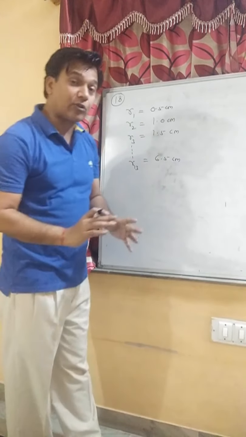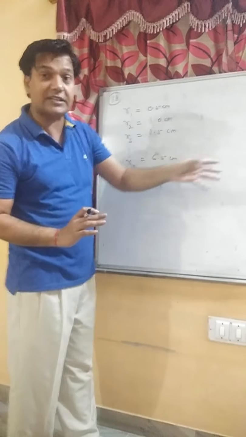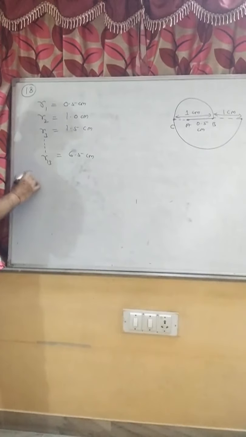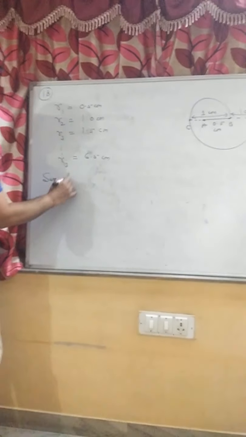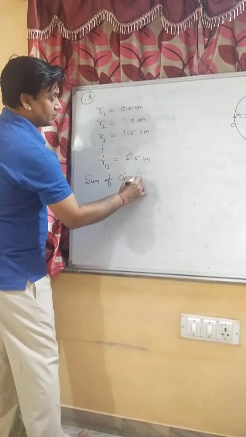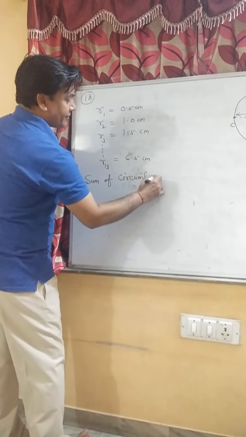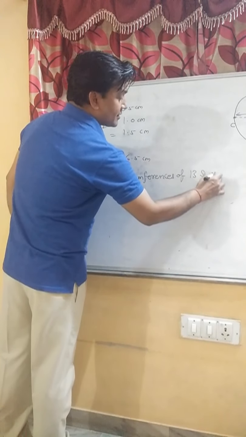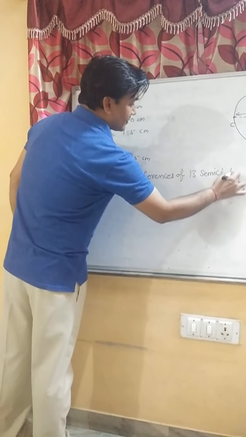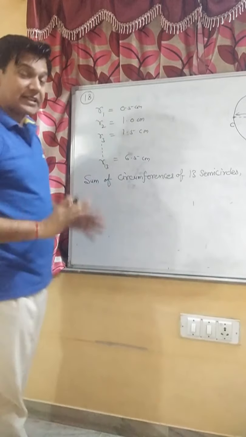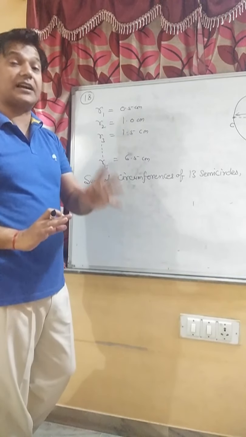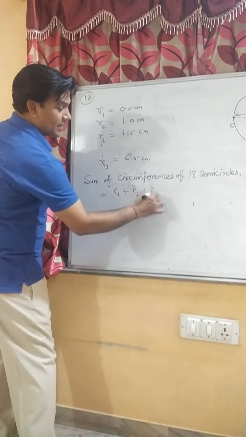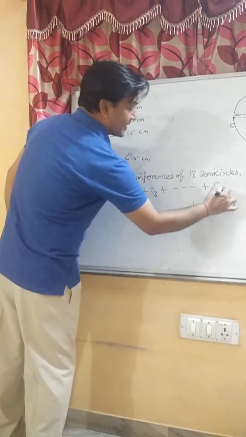And now we are going to find the sum of all the circumferences of these 13 semicircles. Sum of circumferences of 13 semicircles. We have to find the sum of the circumferences of all the 13 semicircles that will be formed, C1 plus C2 plus C3 up to C13.